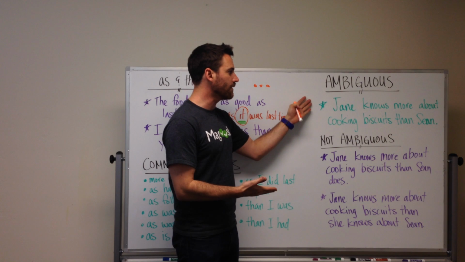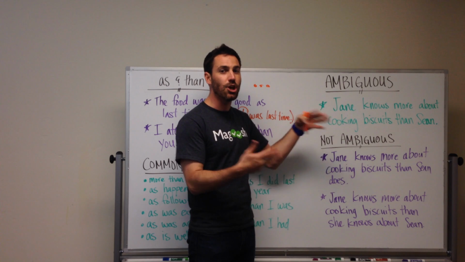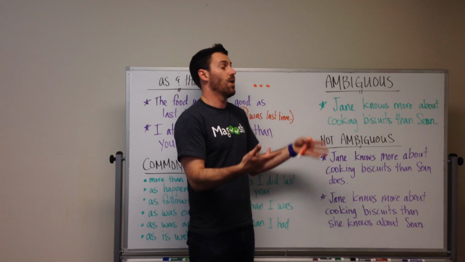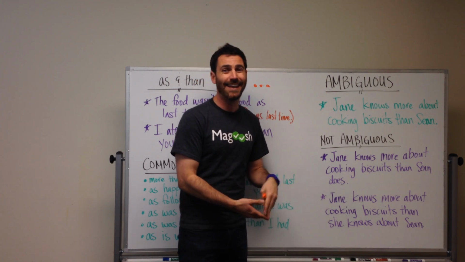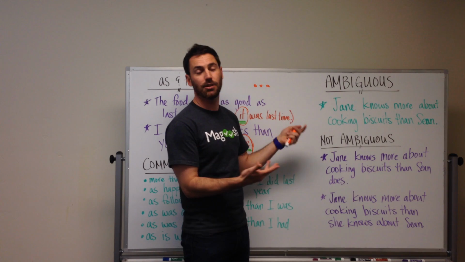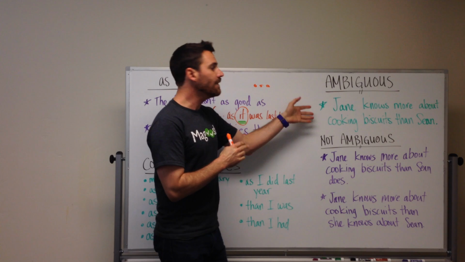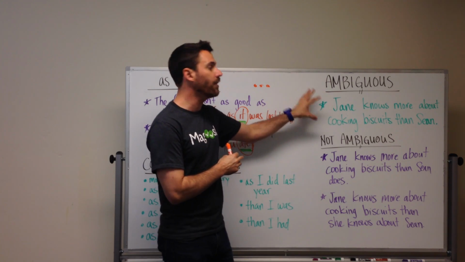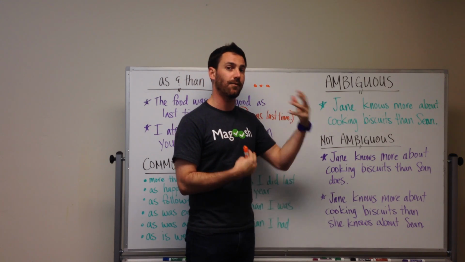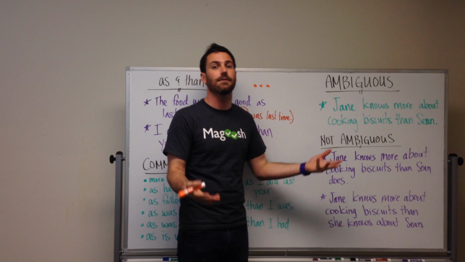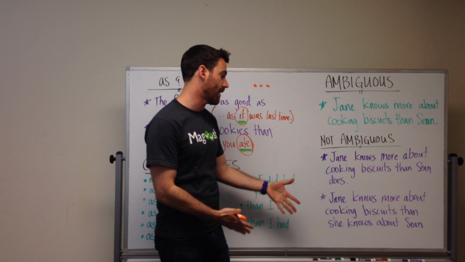So what does this mean? Does this mean that Jane knows more about biscuits than she knows about this person, Sean? Or does it mean that Jane knows more about how to cook biscuits than Sean knows about cooking biscuits? Maybe Sean doesn't cook biscuits at all. And so in these sorts of situations on the test, you're going to want to look for an answer choice that clarifies the intended meaning. So you're going to have to figure out what is being said, what is trying to be conveyed, and then clear it up. So, for example, you'd have 2 different sentences.